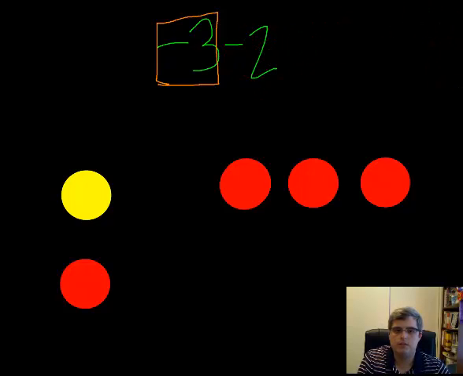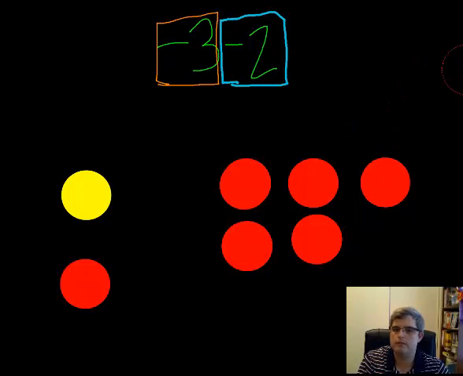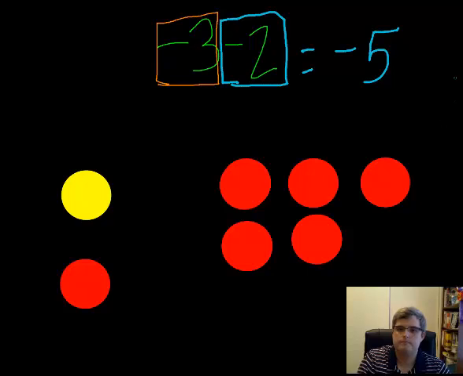Now take away 2. Well, it doesn't really work here. So let's do this. Like we said, box the number and the sign in front. So I need 2 negative counters. So 2 negative counters. 1, 2, for a total of what? Absolutely. The total for this is negative 5. That's what it's equal to.